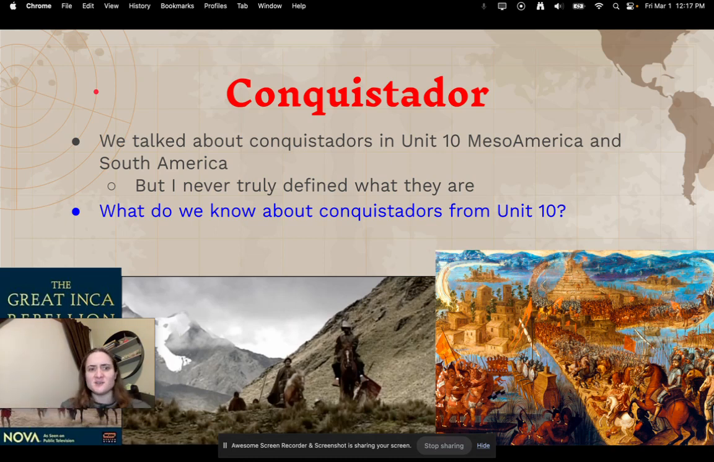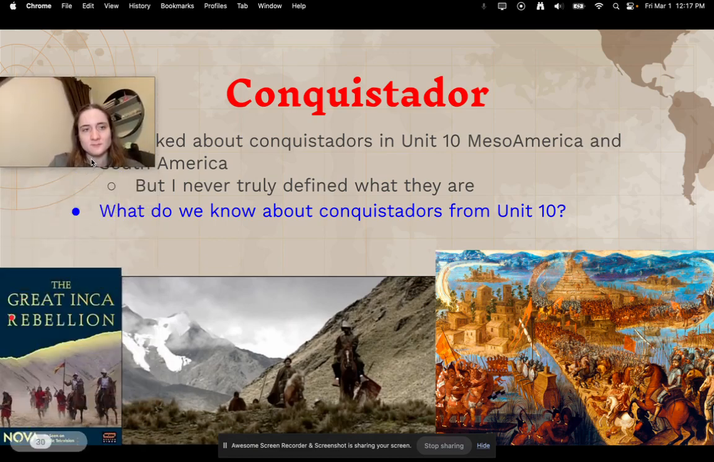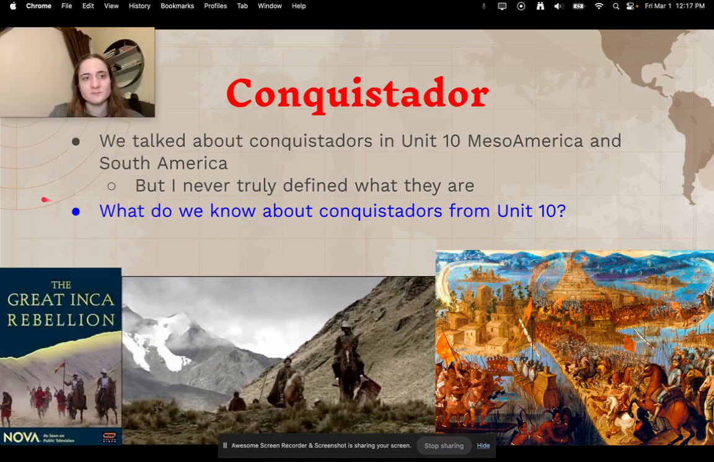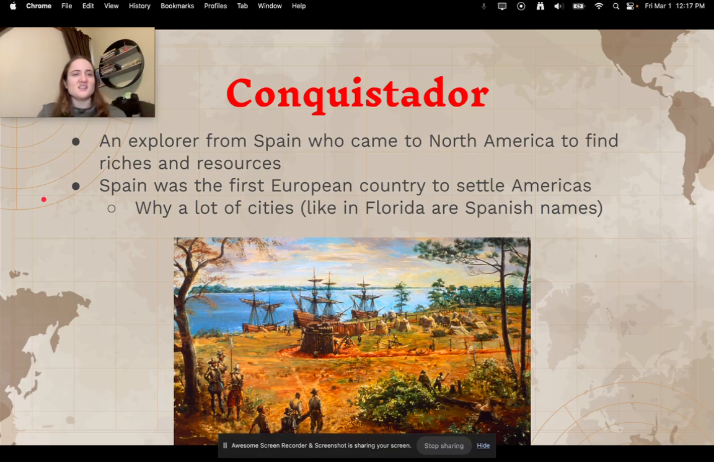So we talked about conquistadors last unit too, okay, in Mesoamerica and South America, but I never truly defined who they were. So here's a question for you. What do we know about conquistadors from Unit 10? So conquistadors are explorers from Spain who came to North America to find riches and resources. Spain was the first European country to settle the Americas.